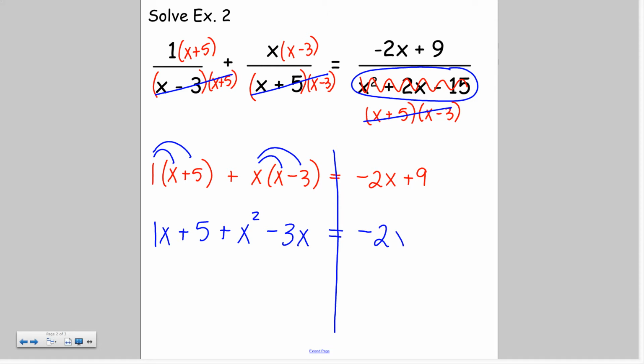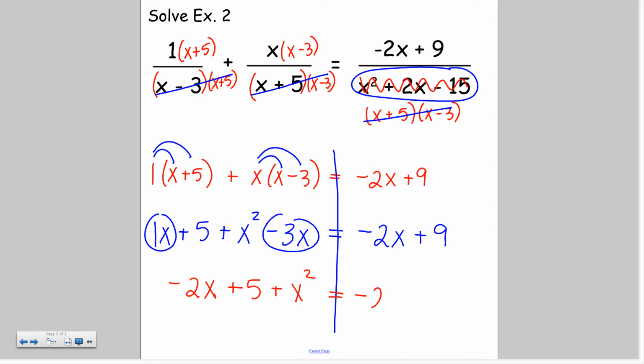I can bring down the right side. On the left side, I have some like terms that I need to get together. So 1 minus 3 is negative 2x. And you may already notice what's going to happen because you see an x squared and an x.